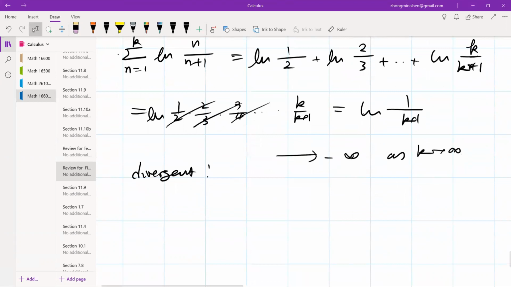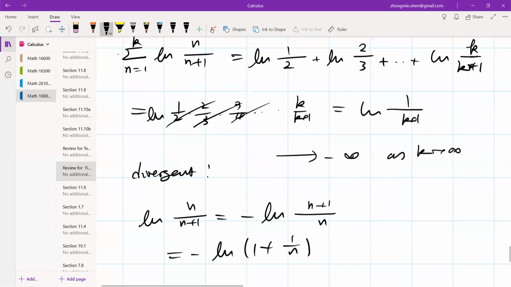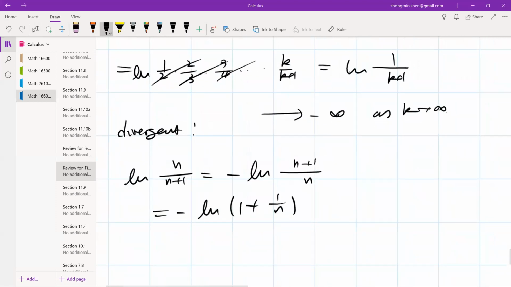Another way I can figure out divergence, suppose you cannot combine; you're lucky here that you can combine all the terms. Another way is natural log of n over n plus 1 is going to be negative natural log of n plus 1 over n, right? This is going to be negative natural log of 1 plus 1 over n. Okay? But remember the Taylor series. The Taylor series of natural log of 1 plus x, the first term is going to be what? It's going to be x. Okay? And then the rest of them like that. So this is almost equal to negative 1 over n.